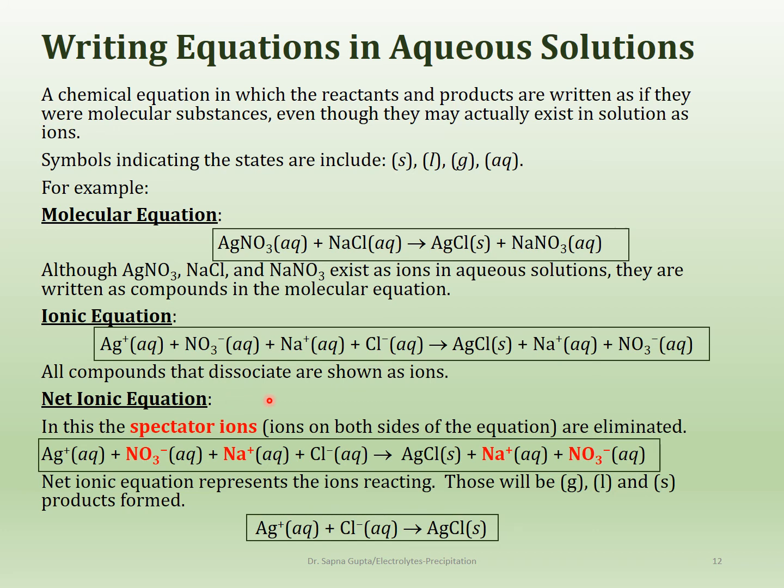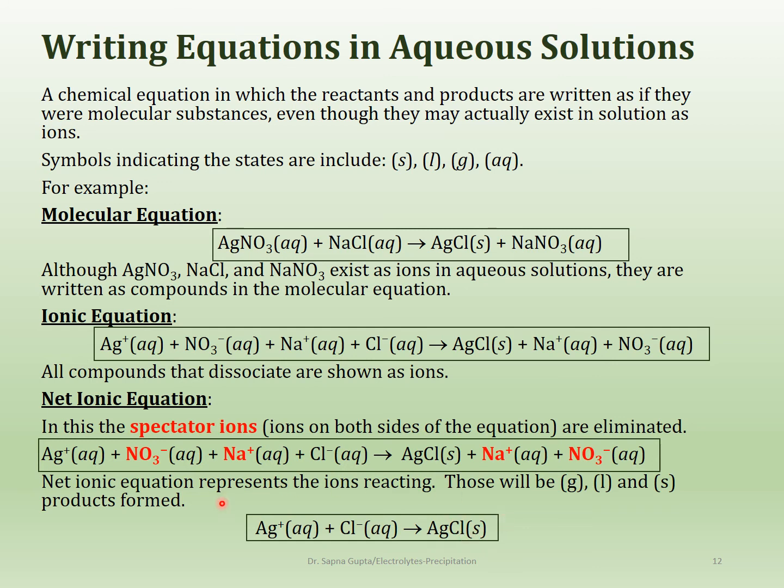In the net ionic equation, you cross out the spectator ions. The spectator ions are what you have on both sides of the equation, meaning the starting material, the reactant side, and the product side. So if you have any common ions on both sides, you remove them. In this case, nitrate ion is on both sides and sodium ion is on both sides. So you cross those out and write whatever is remaining: silver ions, the chloride ions, and then the silver chloride as the precipitate.